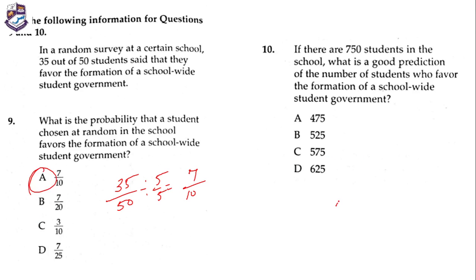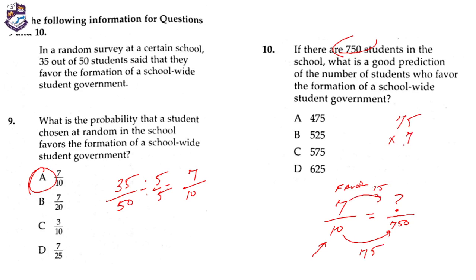Now, I'm going to bring that over here. 7/10 of the people favor a school-wide government. Now, if there's 750 kids in the school, remember, the denominator is the total. So if there's 750 kids in the school, how many people would favor a school-wide government? Let's make that equivalent fraction. 10 goes into 750 75 times. So if we multiply the top by that same 75, we're going to find that equivalent fraction, right?